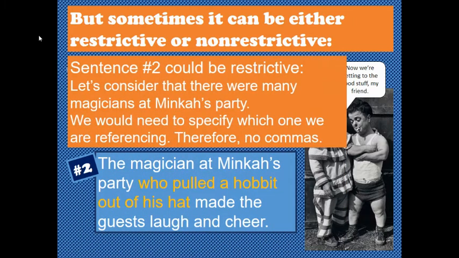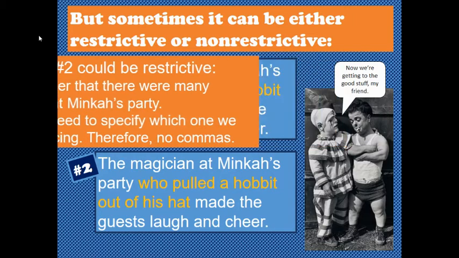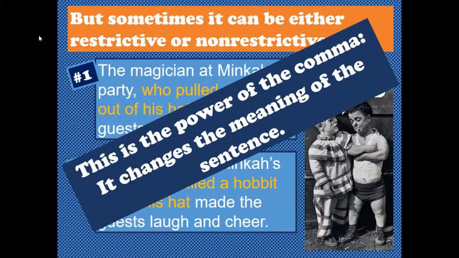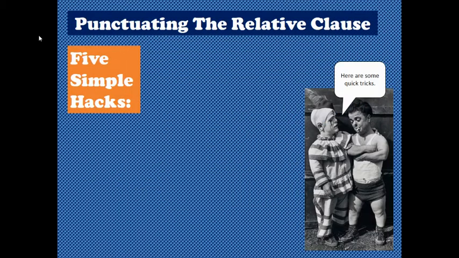But if I went with the second sentence, you would be equally correct, but it changes the meaning. When I take the commas out, it kind of implies that there were many magicians at Minka's party. And therefore, we're like, well, which magician are you talking about? Which one made the guests laugh and cheer? Oh, the one that pulled the hobbit out of his hat. It's very similar to how we dealt with the appositive and how it changes the meaning of the sentence, whether we add commas or take those commas out. So really, both of those would be correct. And this is the power of the comma. It changes the meaning of the sentence. So we have to be very intelligent with how we use our commas. All right, we'll pause.